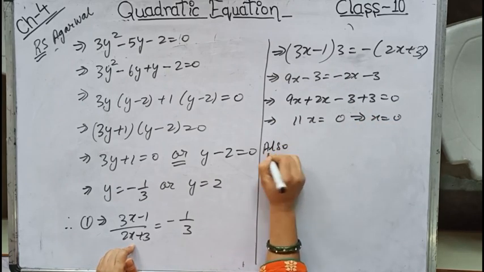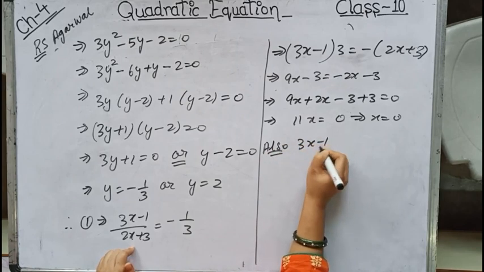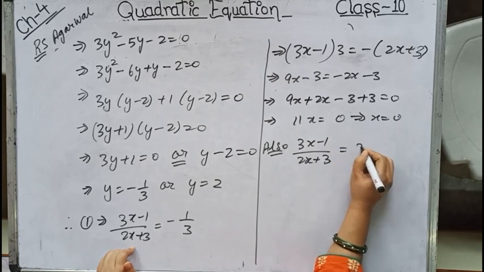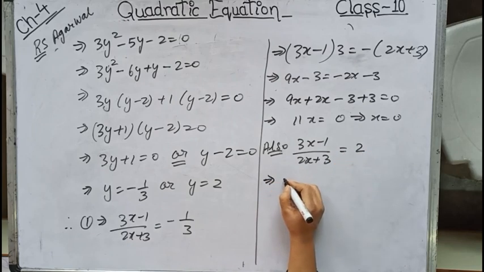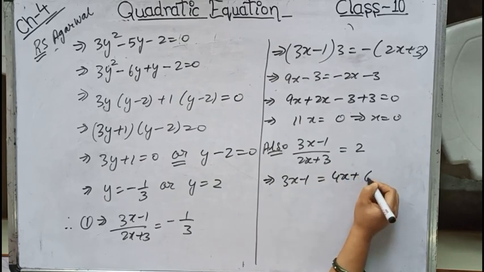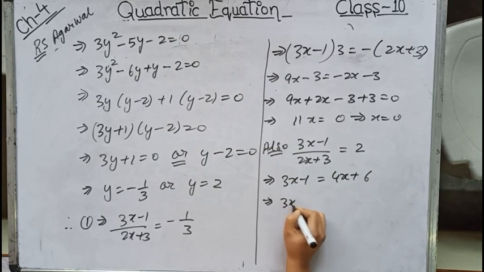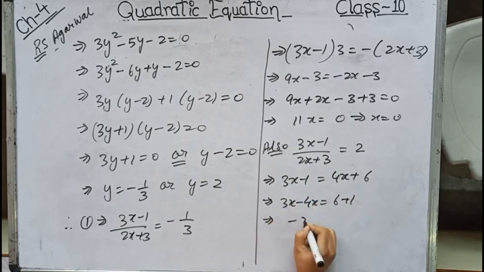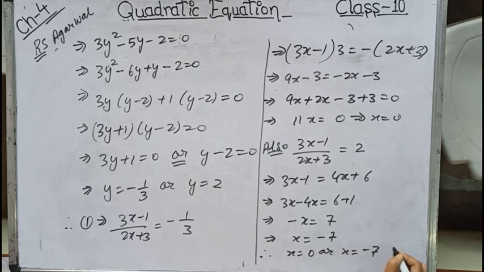Also, (3x minus 1) by (2x plus 3) equals 2 implies 3x minus 1 equals 4x plus 6, which implies 3x minus 4x equals 6 plus 1. This implies minus x equals 7, implies x equals minus 7. Therefore x equals 0 or x equals minus 7, and this is the answer.